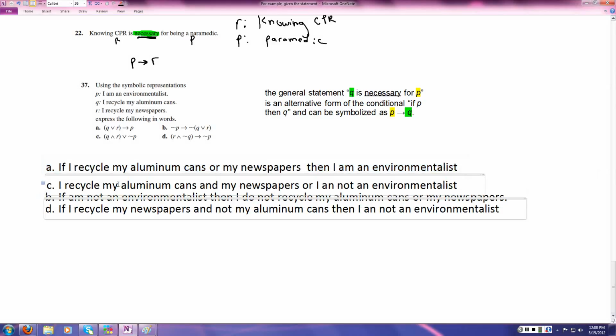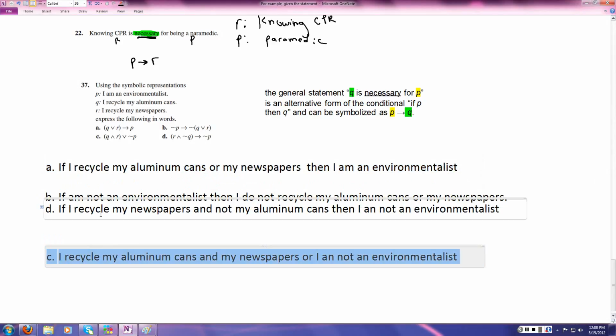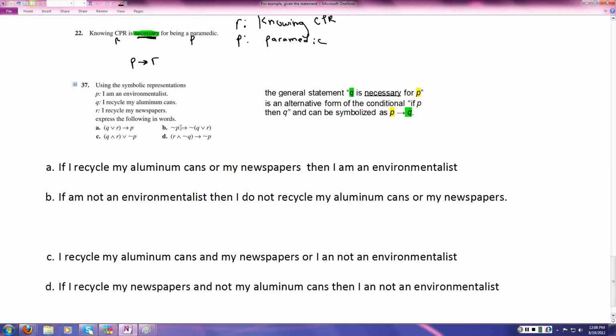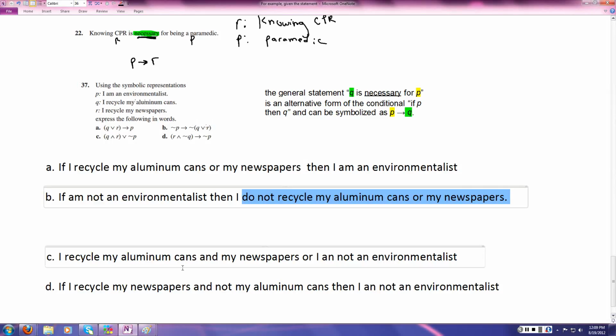B, again, my order got mixed up here. B would be: if I am not an environmentalist, because anytime I have the arrow, it's a conditional, and I use the wording if-then. So if I'm not an environmentalist, because I have not P, and P is I'm an environmentalist, then I do not recycle my aluminum cans or my newspapers. So Q or R. Q is aluminum cans, R is newspapers.